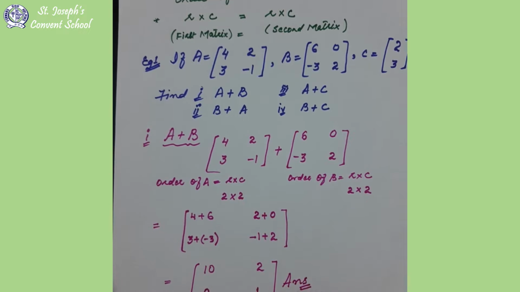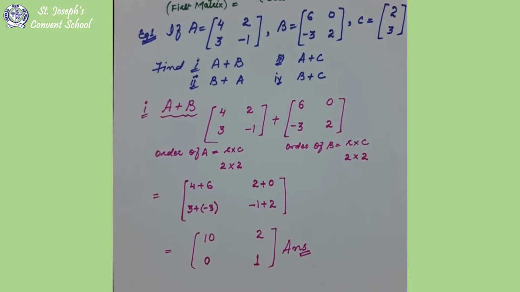Simple addition it is. For the MCQs you can simply add this. 6 plus 4, 10, 2 plus 0, 2, 3 minus 3 is 0, minus 1 plus 2 is 1. So this is the answer. Simple it is. Just check the order. If order is same, then only you can add two matrices.